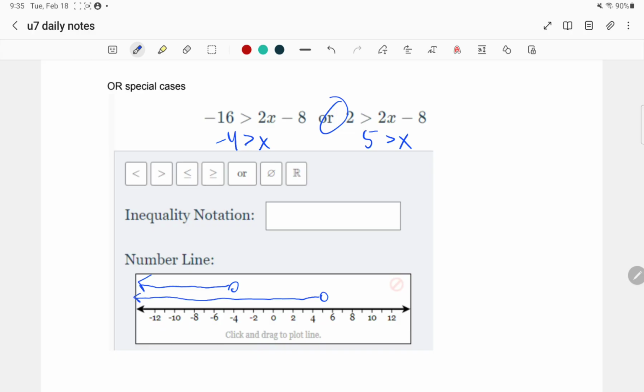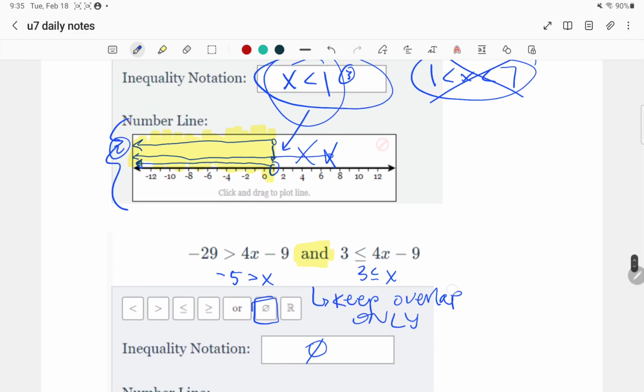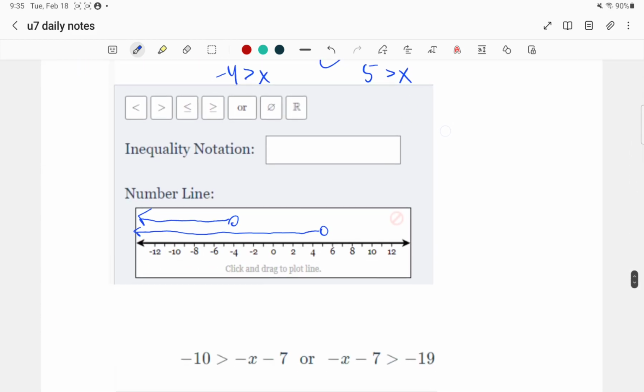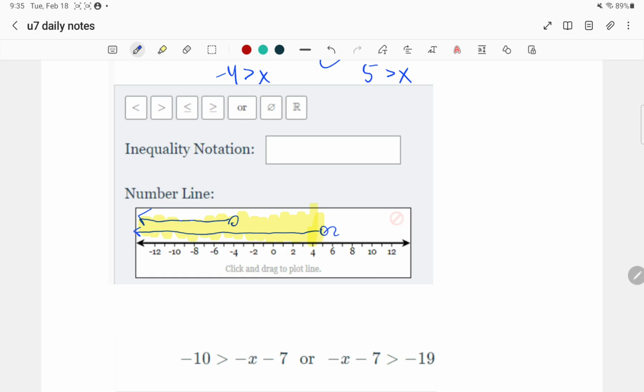Okay, so this should look a lot like our first and case that we had up here. Except with that one, we kept only where they started overlapping. But when it's an or statement, I don't care if they overlap or not. I keep it all. So I'm going to have everything. Everything that I put, I have it. My final graph would look like this.